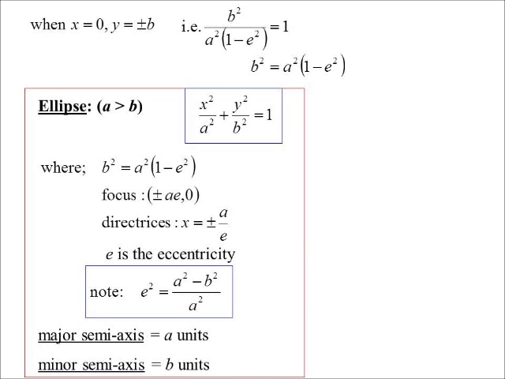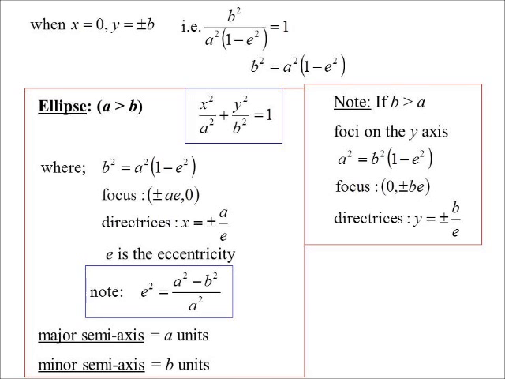Now, what happens if b is greater than a? All it means is your ellipse now, instead of being elongated along the x-axis, is elongated along the y-axis. And so the foci will be on the y-axis instead of the x-axis. Your directrices will be parallel to the x-axis instead of the y-axis. So everything swaps over, if you like. So foci are on the y-axis. It will now be a squared is b squared (1 minus e squared). Okay? So the a and the b have swapped round because we've swapped axes.